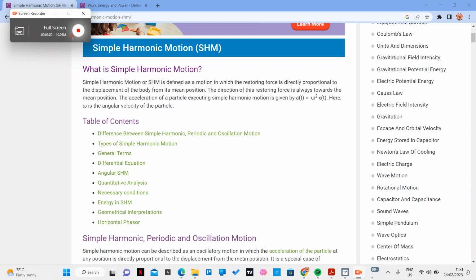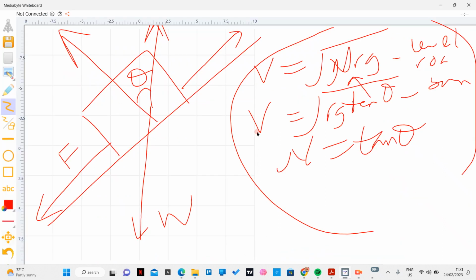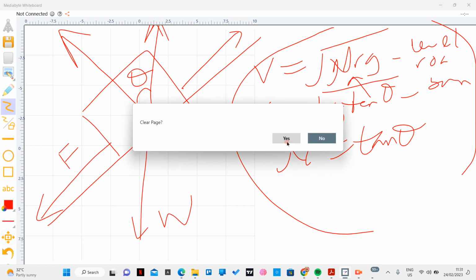Now, moving forward, the direction of this is always towards the mean position. So the direction of the increase in displacement is opposite to the direction of the restoring force, or of the acceleration. So let's say, for example, in this case, what it's saying is this.